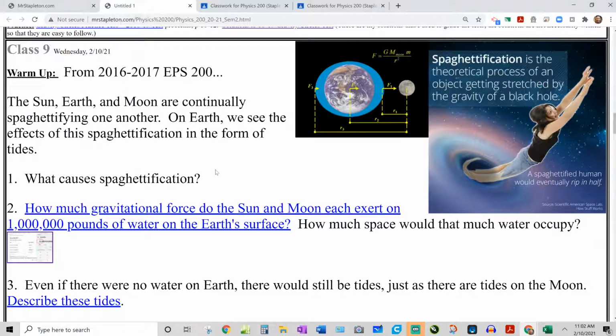So, have any of you discussed in earth science, or do you remember discussing anywhere, spaghettification? Have you heard of that? It's mostly something that people talk about in relation to black holes. The idea is you fall in the black hole like this woman in the picture here, and you get stretched out like a spaghetti noodle. Does that ring any bells?